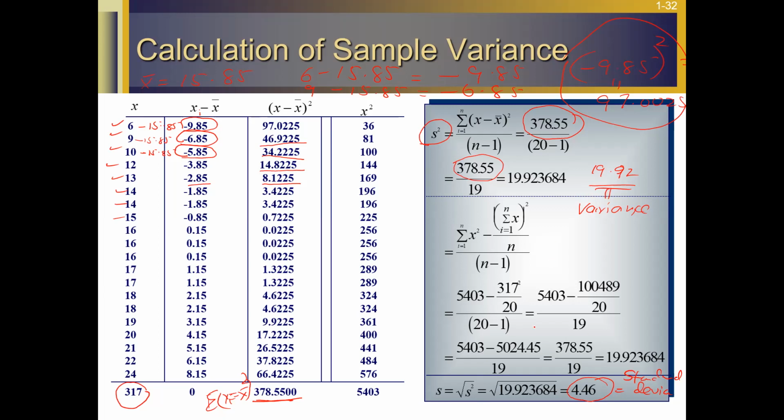So you can try out the other method as well if you want. The second method is much easier than the earlier one. Okay. Then finally you can find the square root of s squared, which equals 4.46, and that is the standard deviation.